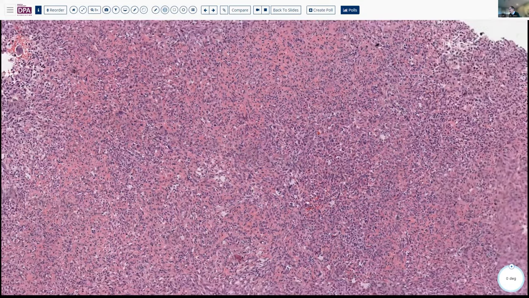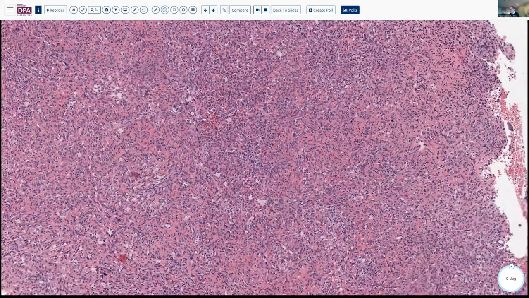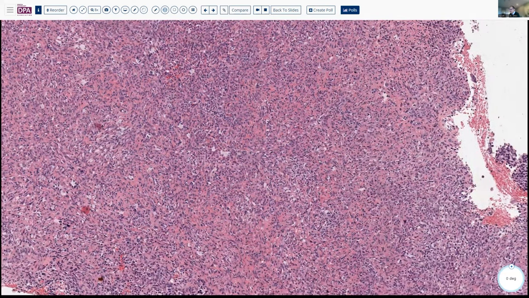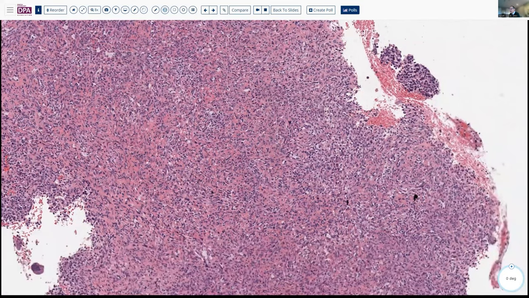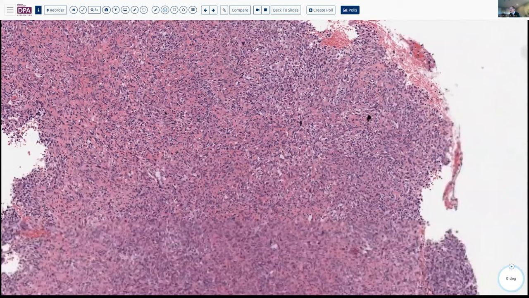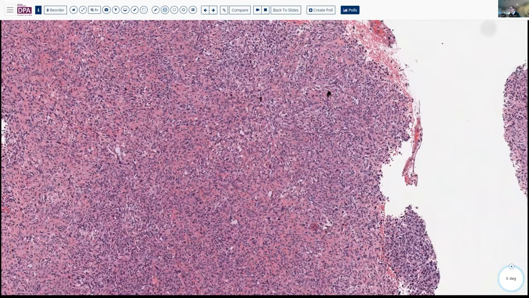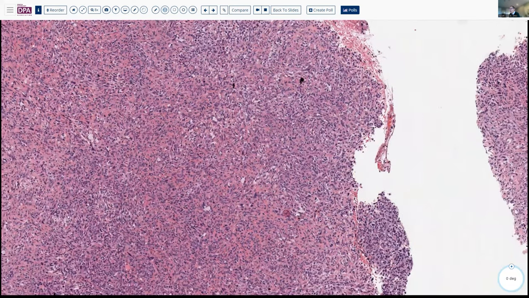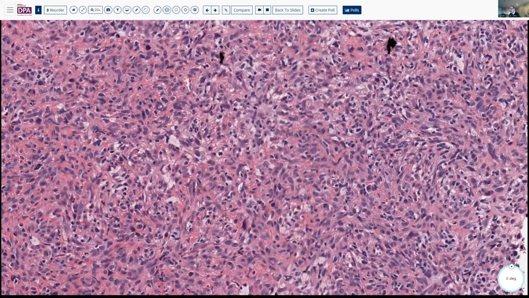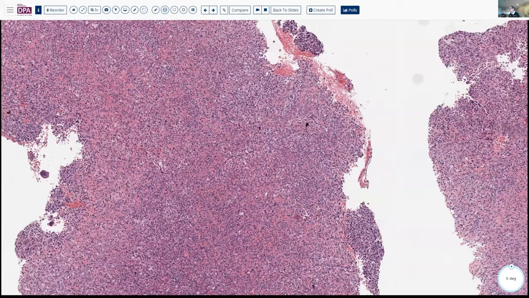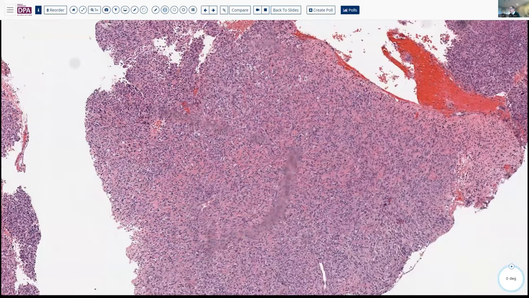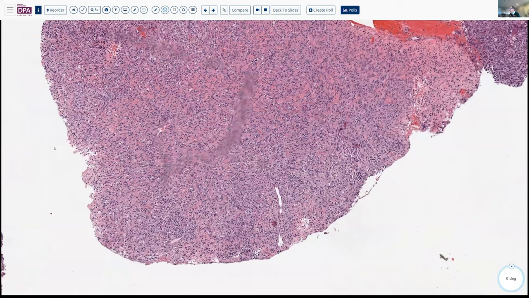Given the appearance, given the presence of giant cells, which of course you can see in many different lesions, we're really looking to exclude any areas of cartilage or osseous formation. So we can see that these cells are really quite bland. There's a little bit of atypia. This is the beginning of a giant cell there. I think this would fit into the category of a giant cell tumor.